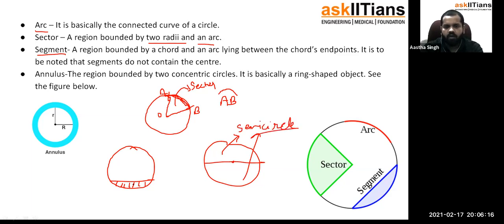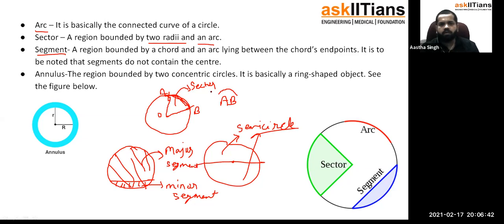If a chord divides the circle into two parts, then the lesser one will be the minor segment, and the greater one will be the major segment.